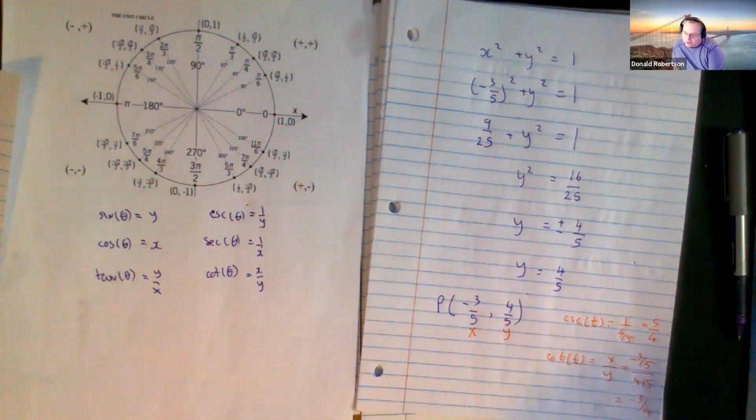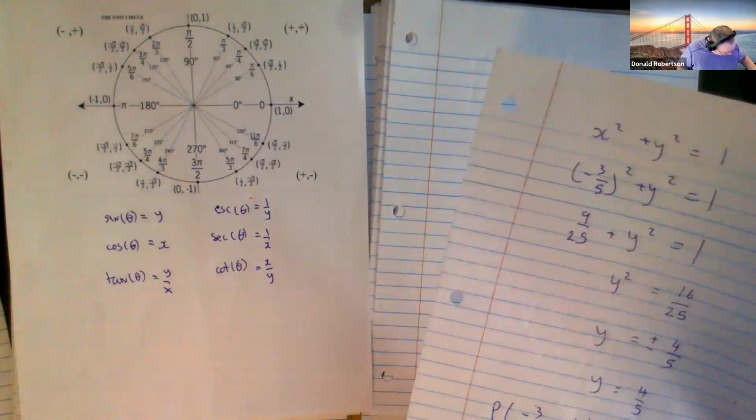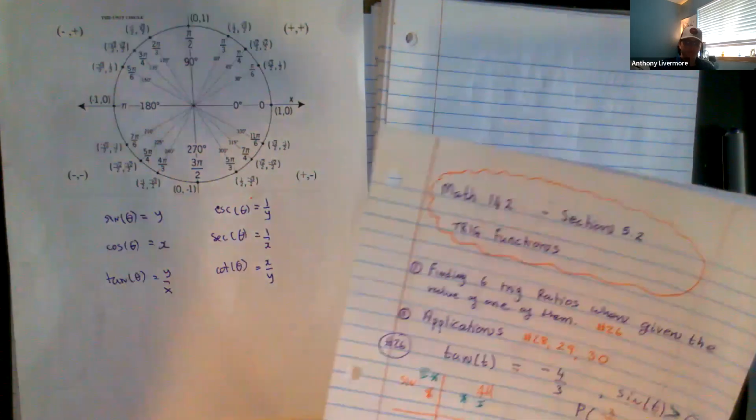Are we good with that? Any problems? So that is how you find the missing trig ratios when you're told what a tangent is equal to. So it's a little bit more involved, wasn't it, than the other ones? The other ones were a little bit quicker, and that's fine.